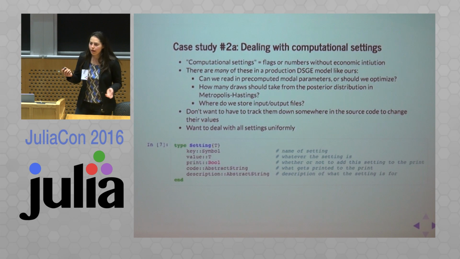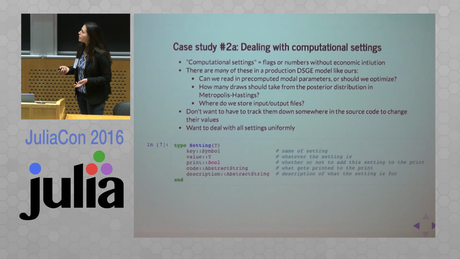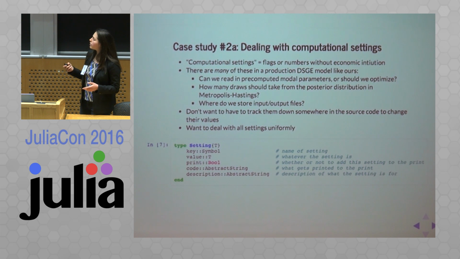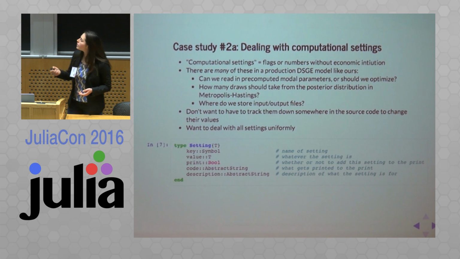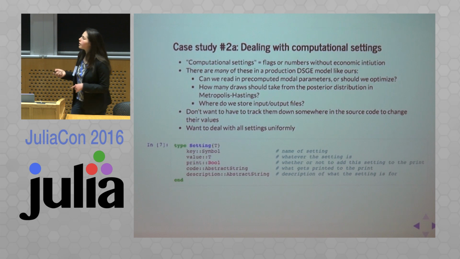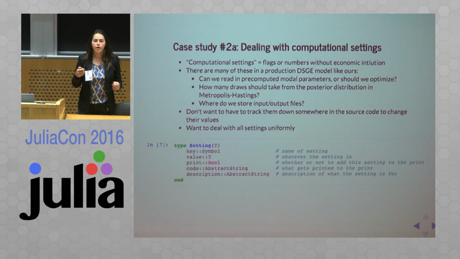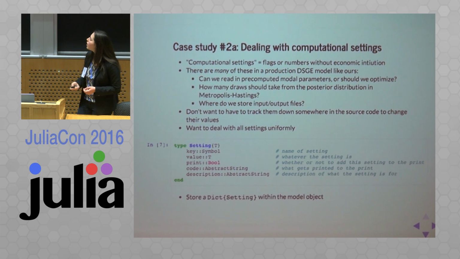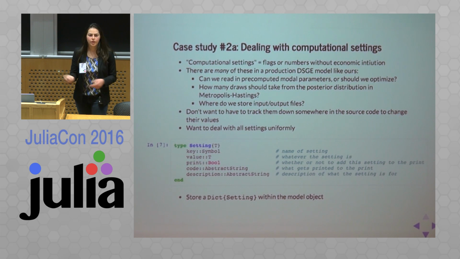And so we implement a settings type, which basically is a wrapper for the value, but it's a parametric type. And then it has a name, it has the value of the setting, it has a description in it, and then it has these two fields, print and code, which I'll talk about in a minute, but they help us with dealing with I/O, naming files and stuff. And then we store a dictionary of all of these within the model object. So we don't have to go hunting through the source code to find out the value of a setting, to change it. It's really easy to change it. You can change it from the REPL, you can change it from a script, you can do whatever you want.